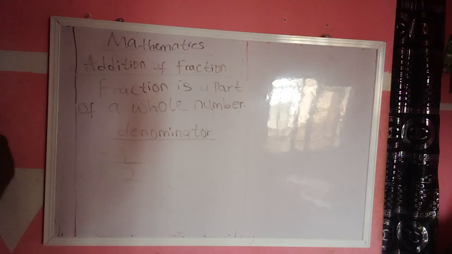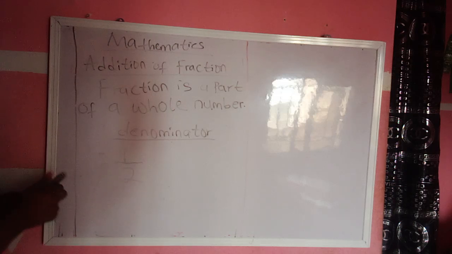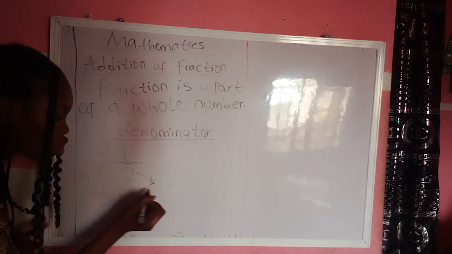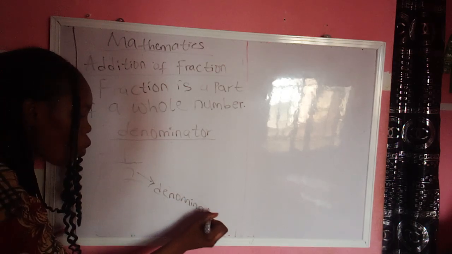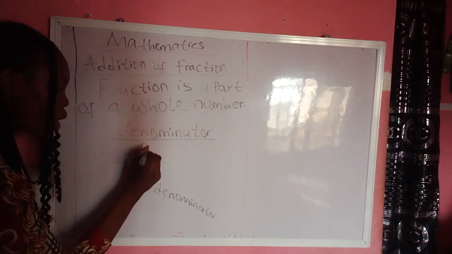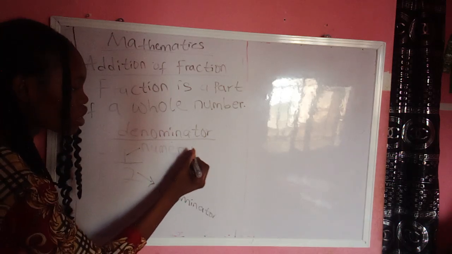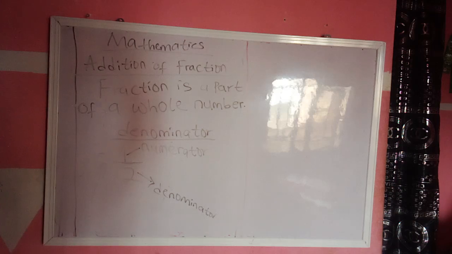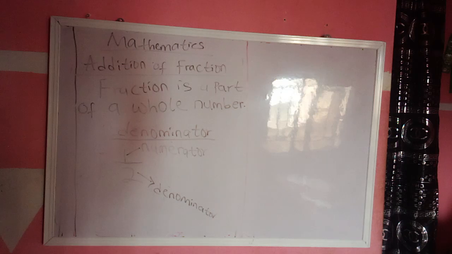Now, what is a denominator? Denominator is that number below. This number is the what? Denominator. Why this number on top is called what? Numerator. N-U-M-E-R-A-T-O-R. So the number on top is what? Numerator. The number below is what? Denominator. Can you see it?